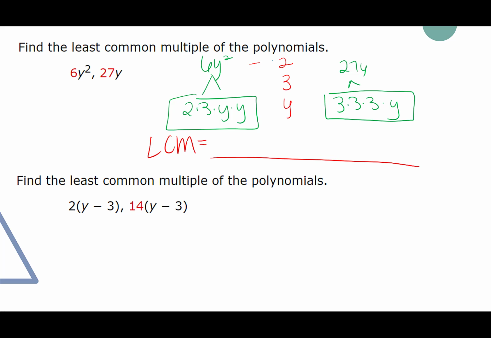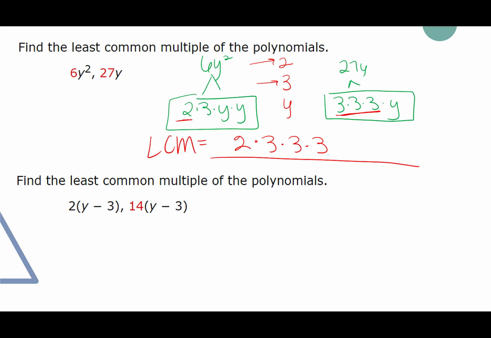So let's look at 2 first. 2 was only used one time in the first prime factorization, so we'll use it one time as we build the LCM. 3, in the first prime factorization, 3 was used one time. The second prime factorization, 3 was used 3 times. So we will use 3 3s as our LCM.